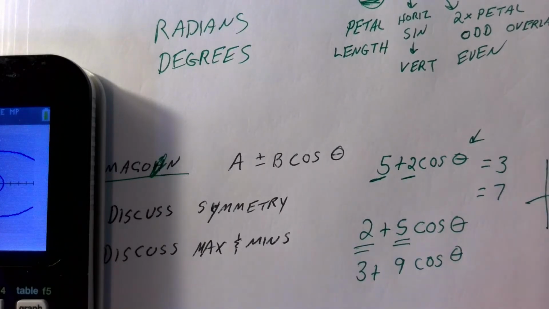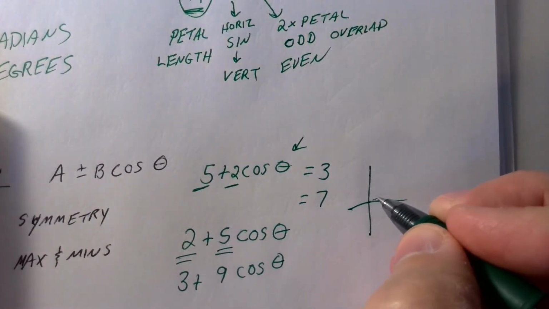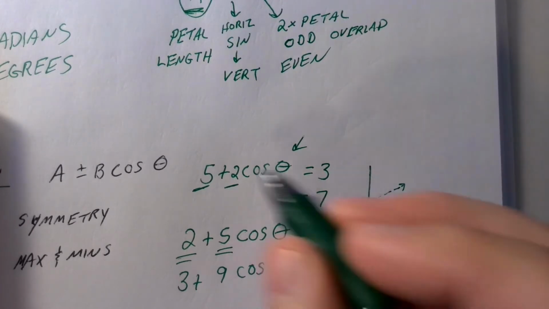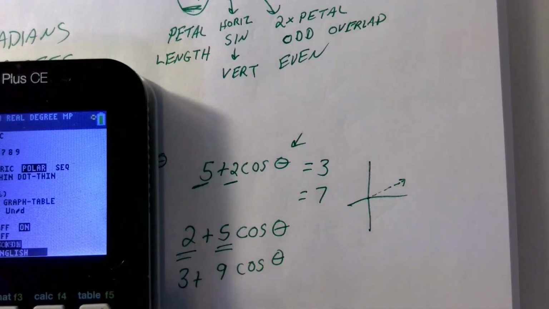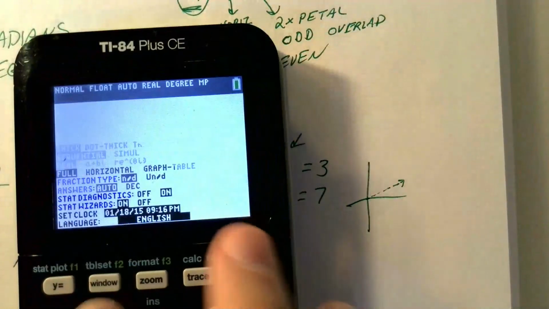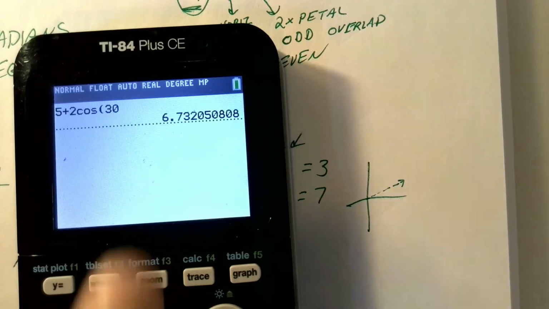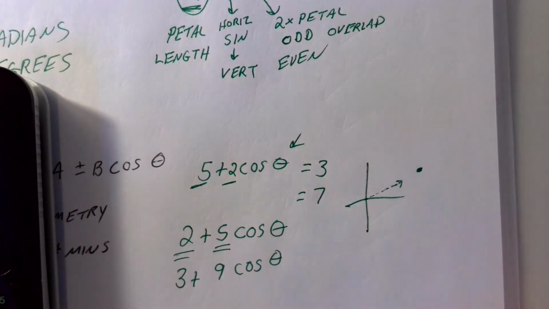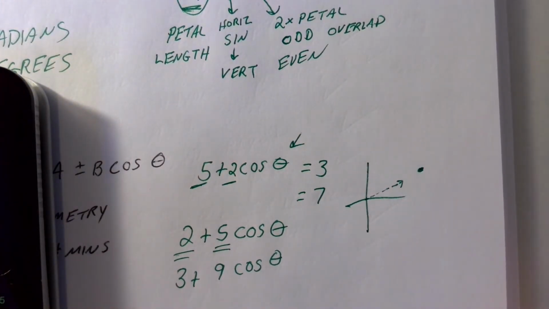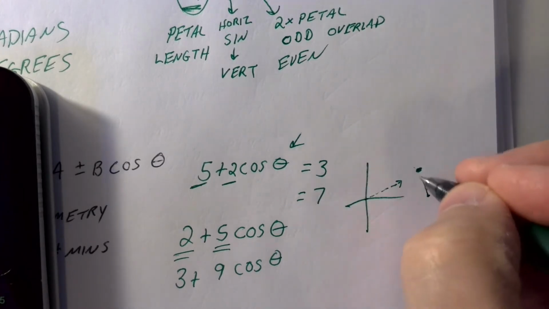How far out. Let me do this right here. When you're at 30 degrees, how far out do you need to go is whatever that value is. So if I go to my home screen, right now I'm on degree mode. I do 5 plus 2 cosine 30 degrees. I know that I'm going to get 6.73, so that means at 30-degree angles I'm going to go out to 6.73. Well, remember, at 0 it's at 7, and that's why it's curving like that as it goes up.